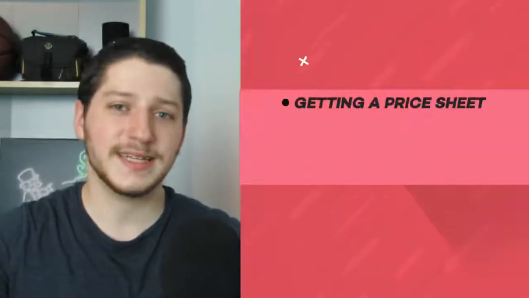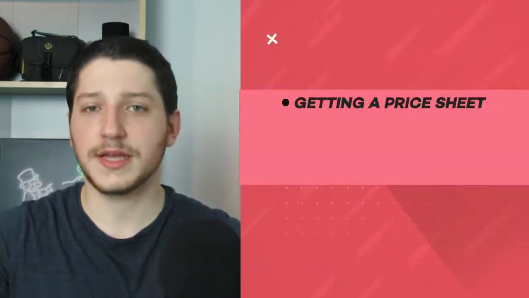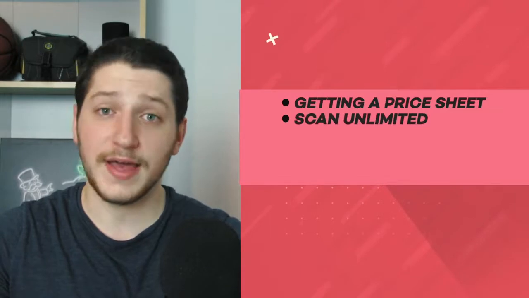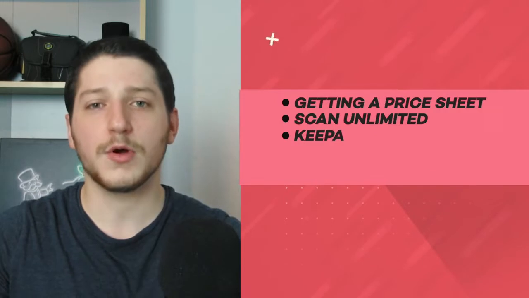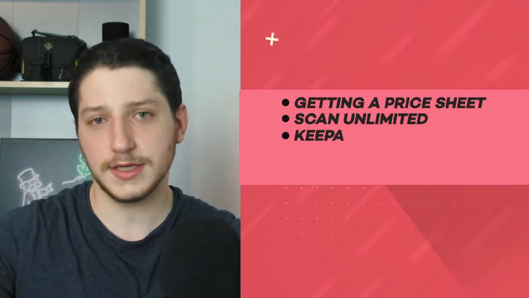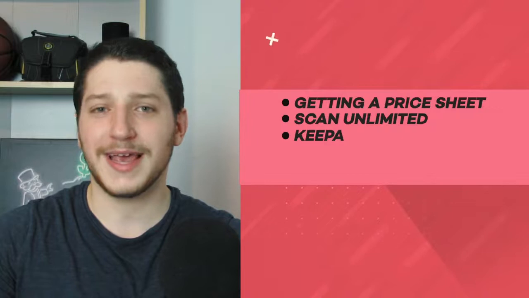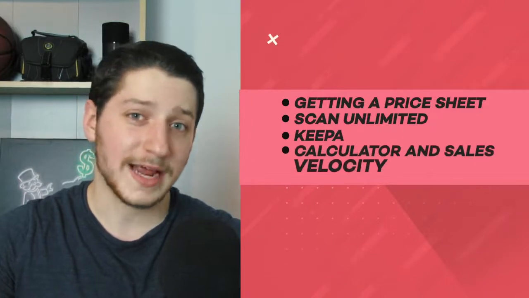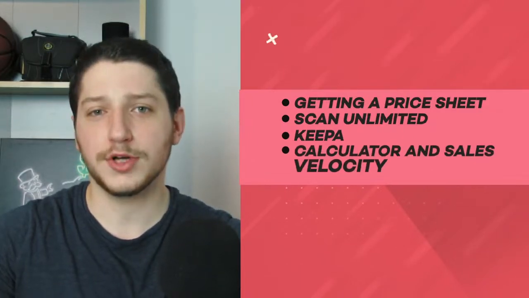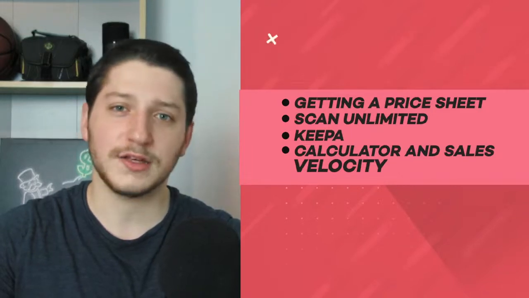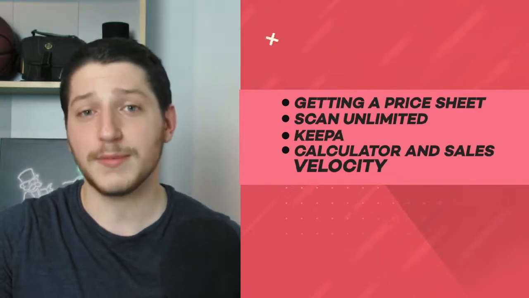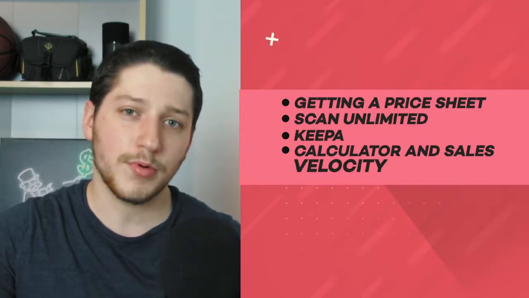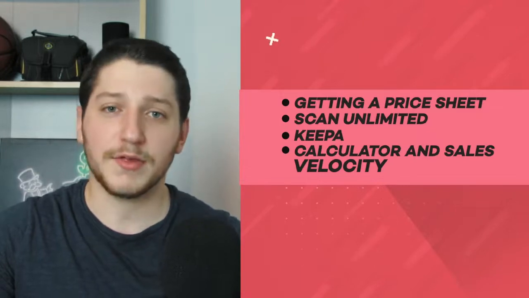For this product research method, there's going to be 4 main points. The first is that we're going to need to get a price sheet from our supplier. The next is that we're going to be using a scanning software to scan that sheet. After that, we're going to be using Keepa, which is a very in-depth and powerful tool that we're going to use to do further analysis on these listings. And last but not least, we're going to be using a calculator to determine our exact profit, as well as Jungle Scout to see the sales velocity and know how many units are selling each day, and maybe even determine right away if the item is more valuable or we're going to make more profit by going straight to FBA rather than just drop shipping it.